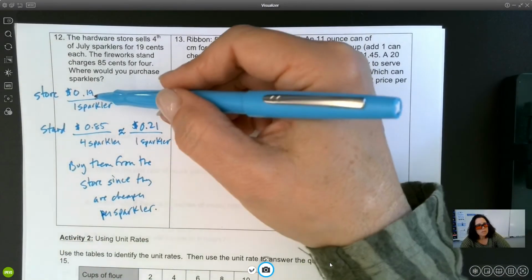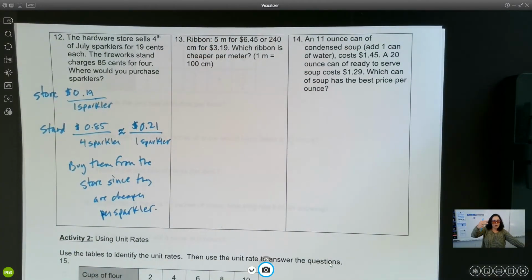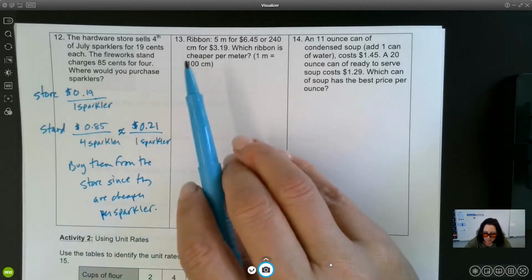Okay, if you did the units the other way, sparklers per money, aren't we looking for the greater amount of sparklers? So you would still say buy them from the store since, but you would say you get more sparklers for your buck. Okay. All right, this guy, ribbon.